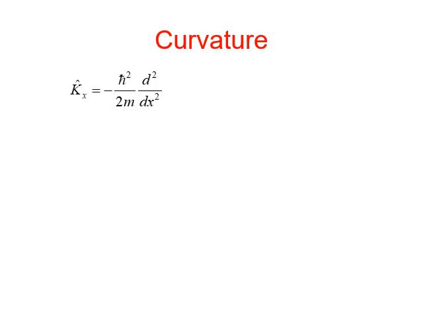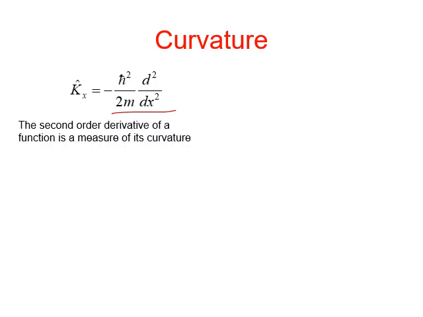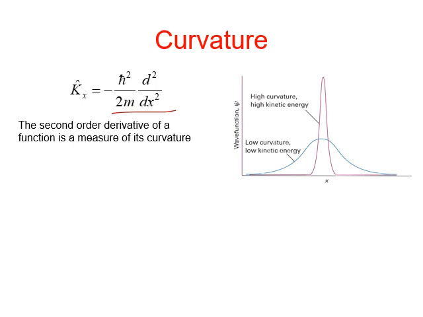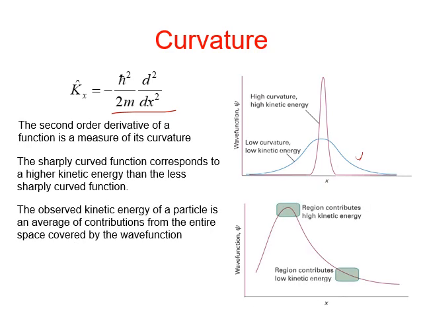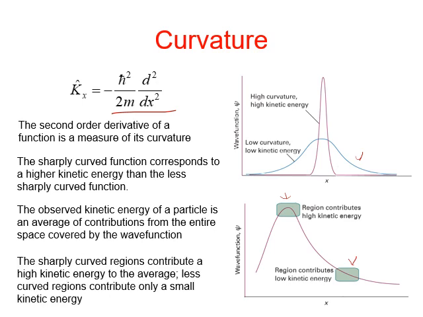The kinetic energy operator is a second derivative. In calculus, the first derivative is about the slope, and the second derivative is about the curvature. Therefore, a function with high curvature indicates a high kinetic energy, and a low curvature function indicates a low kinetic energy. A function may have high curvature at some locations but low curvature at other places. The observed kinetic energy of a particle is then an average of the contributions from the entire space. The sharply curved regions contribute a high kinetic energy to the average, and the less curved regions contribute only a small kinetic energy.